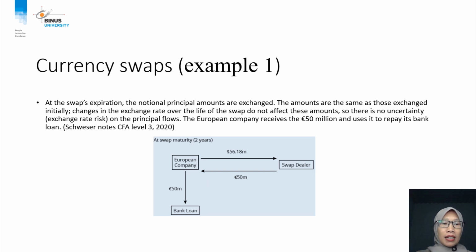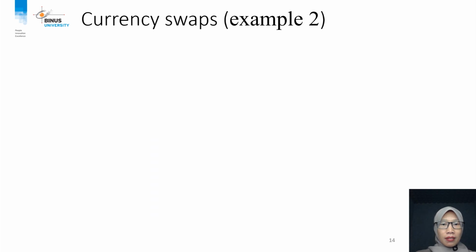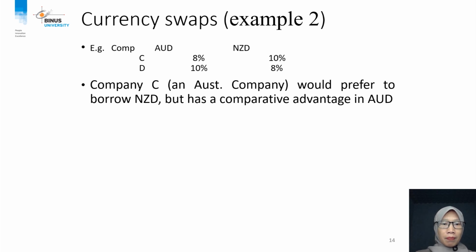And at the swap's expiration, the notional principal amounts are exchanged. The amounts are the same as those exchanged initially. Changes in the exchange rate over the life of the swap do not affect these amounts. So there is no uncertainty on the principal flows. The European company receives the 50 million euro and uses it to repay its bank loan. So this is the second example.